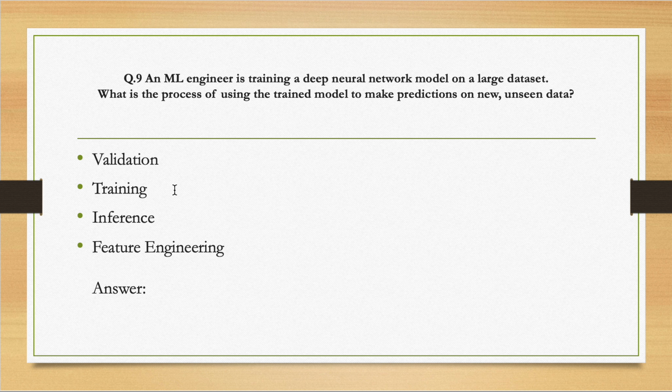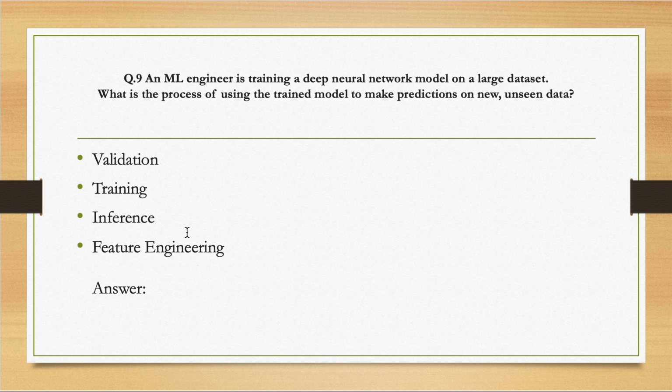But in inference, I have some new data. Let's say apart from those 100 samples, I have another 50 samples. Now I'm using those other 50 samples, using that trained model to make predictions on that data. So that is inference. I hope you understand the difference between validation and inference.